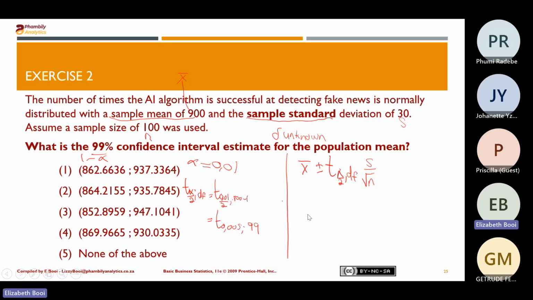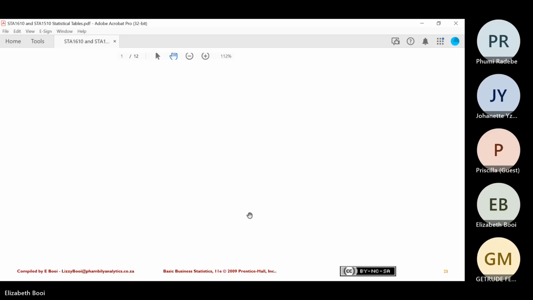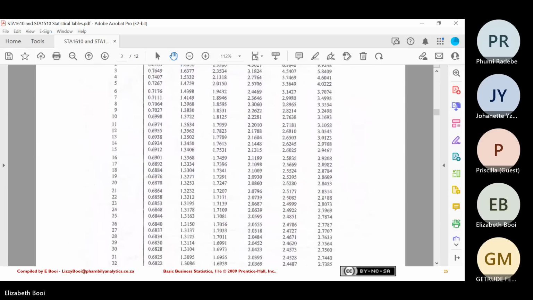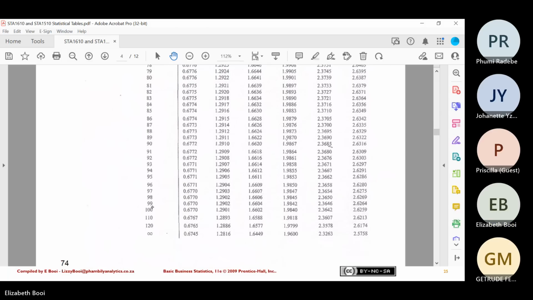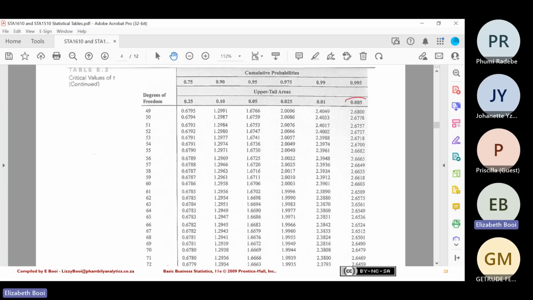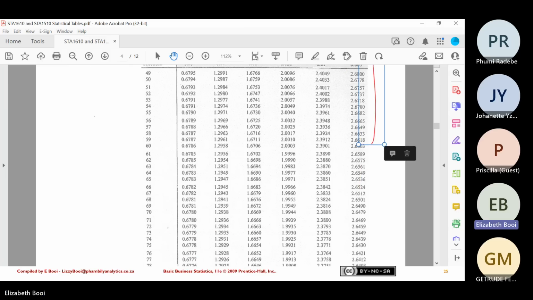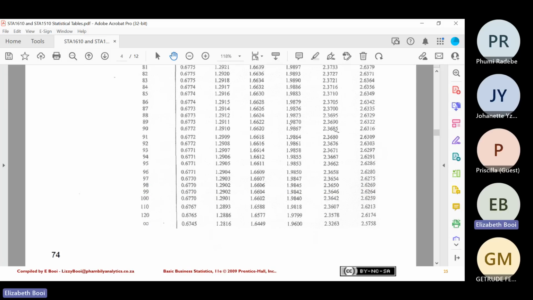We need to go to the t table. Can't believe this. We took time. T table, we need to go to 99, and we need to go to 0.005, which is the last column. So we go to the last one. And our answer is 2.6264.